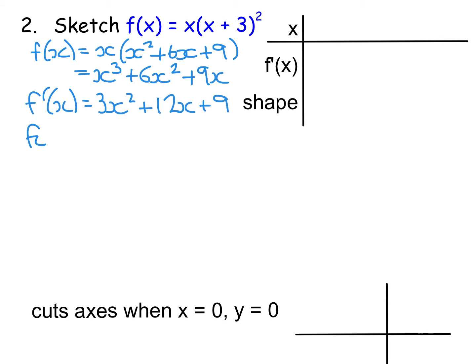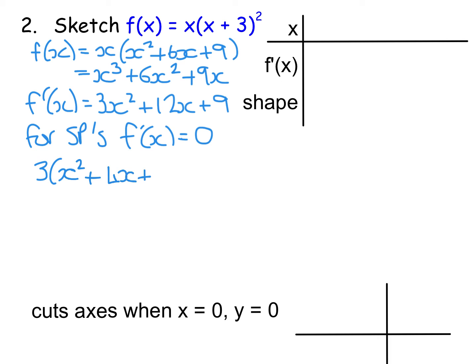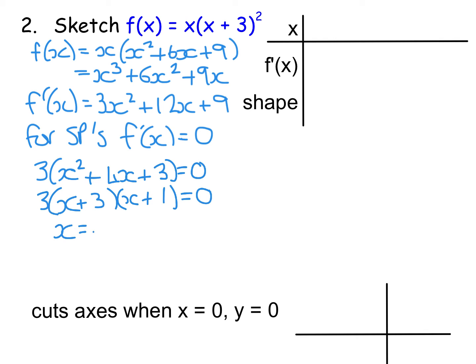And then remember the wee bit for stationary points. We set f dashed x equal to 0. I'm going to take out a common factor of 3. So 3 bracket x squared plus 4x plus 3 equals 0. Two numbers that multiply to 3 and add to 4, well, it's just going to be 3 and 1, both positive. So from there, that gives me x equals minus 3 and x equals minus 1.